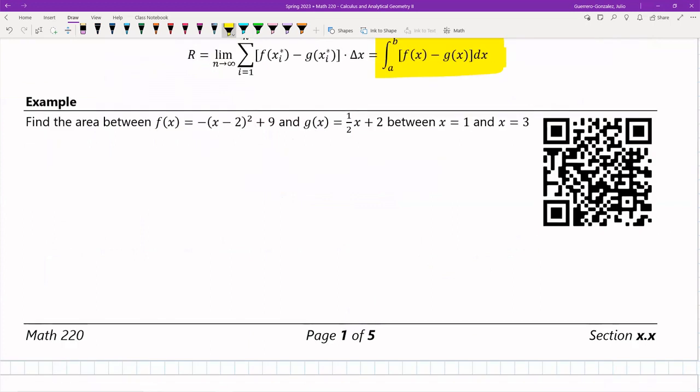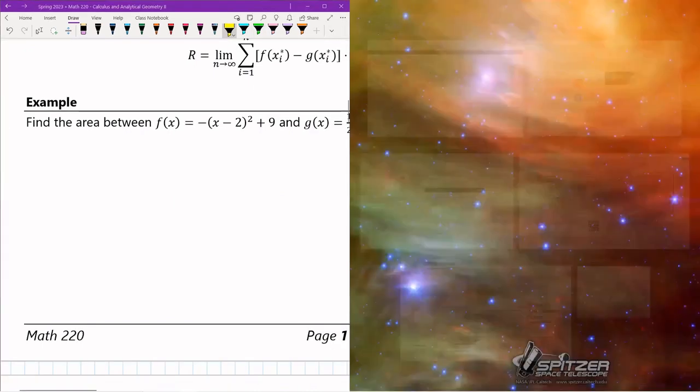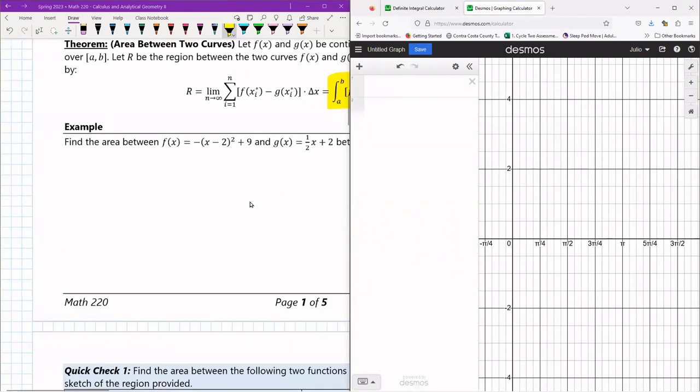So this example has to do with two functions. f of x is negative (x minus 2) quantity squared plus 9, and g of x is 1/2 x plus 2. And we want to find the area between 1 and 3, okay? So I'm going to go ahead and do a split screen here so I can show you guys the two graphs, okay? Let me zoom out a little bit so I can get both graphs.